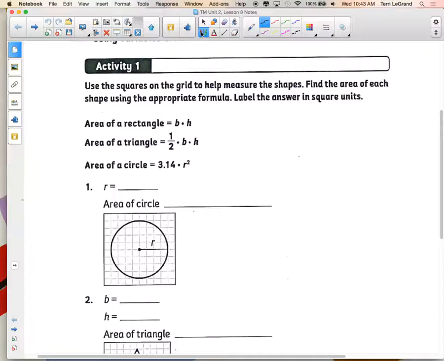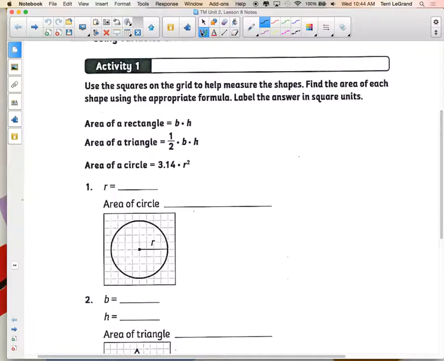It says use the squares on the grid to help measure the shapes. Take over reading for me, Kira. Use the squares on the grid to help measure the shapes. Find the area of each shape using the appropriate formula. Label the answer in square units. Okay, so we have 3 formulas there. We have the formula for finding the area of a rectangle, the formula for finding the area of a triangle, and the formula for finding the area of a circle.